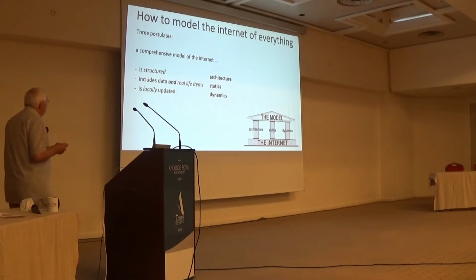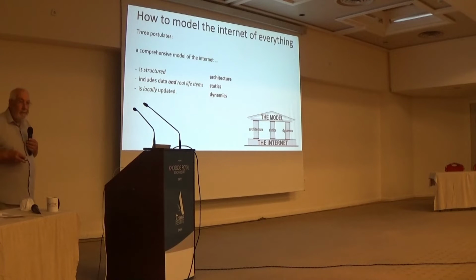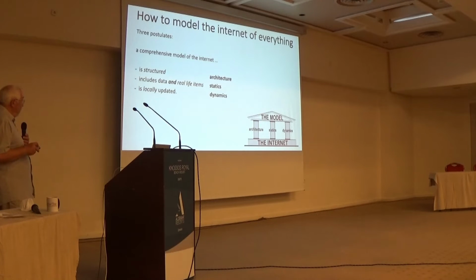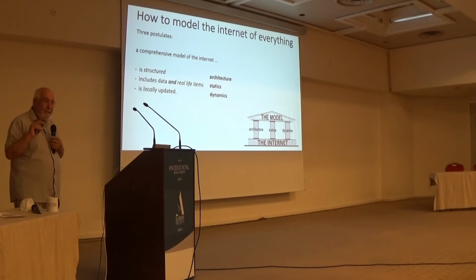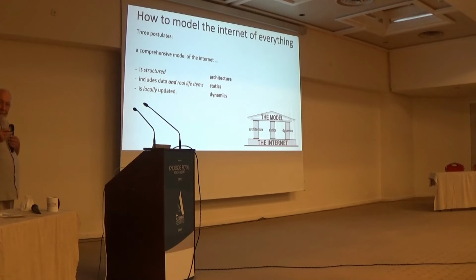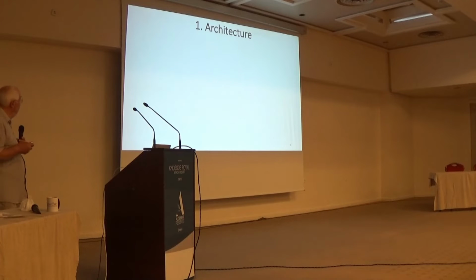Okay, so these are the three ingredients in the modeling world, and if you have the internet of everything, you have the three columns, and from them you have to build the model. Okay, now let's go more into the details. What can we say in a very general way about architecture, and then what can we say about static aspects, and then about dynamic aspects. These are the three aspects that I will talk about.